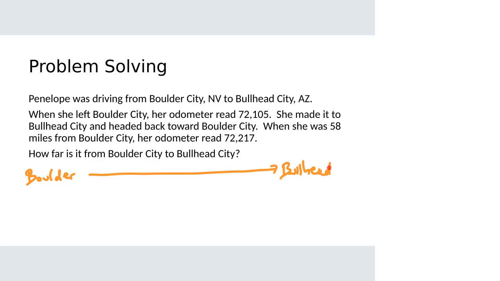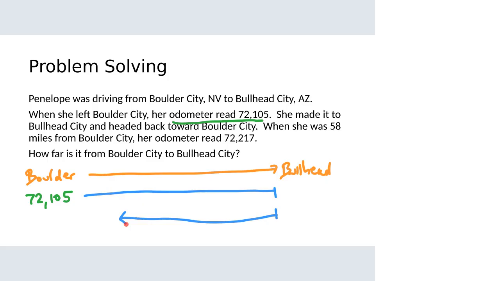And when she left Boulder City, her odometer in her car read 72,105. So in Boulder City, she was at 72,105. She hasn't gone anywhere yet. She hasn't even left, hasn't even started. But then what happens on her trip is that she drives all the way to Bullhead City and then turns around and comes back. And when she has 58 miles left to go, her odometer reads 72,217.